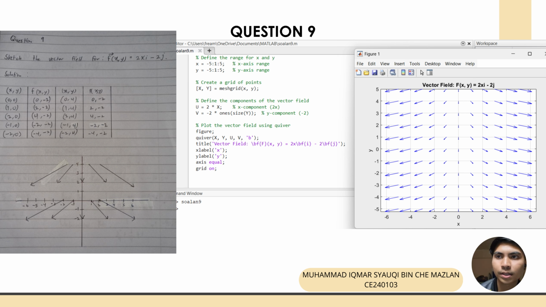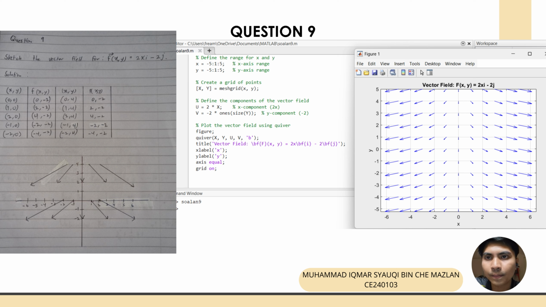For question 9, sketch the vector field F(x,y) equals 2x i minus 2 j. For the manual calculation, we need to assume random points in order to sketch the vector field. So for this calculation, I assume 5 points to decide the vector field. So this is our manual sketch.